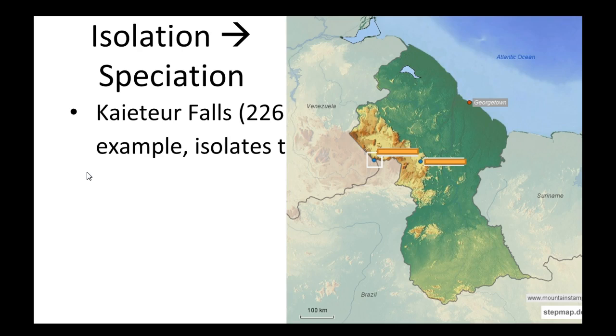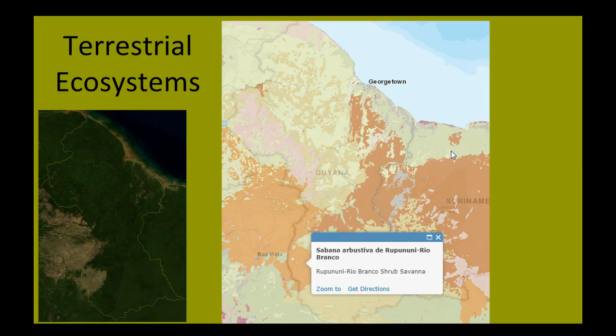Keep in mind that the isolation of species produces new species, and so I've cut off the slide here, but Kaieteur Falls, because it's a waterfall area, actually isolates fish populations, and as a result, fish have evolved differently above the falls than those below the falls. Numerous cases of this process of speciation taking place.